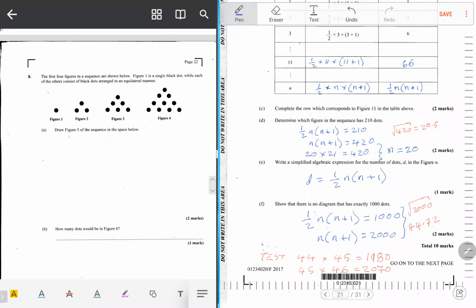And so therefore, there is no whole number. Right? By telling them that, they'll give you the marks. Maybe I want to write more, but they get the picture. There's no whole number that will satisfy this equation. No whole number solution.